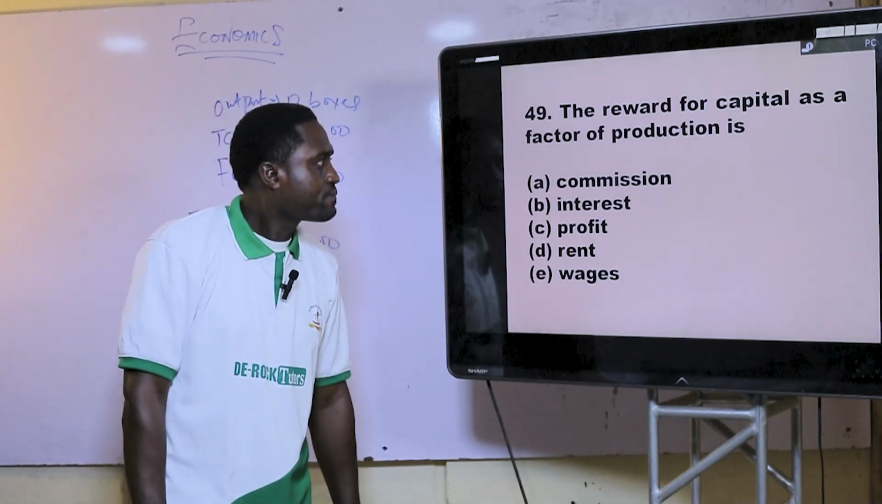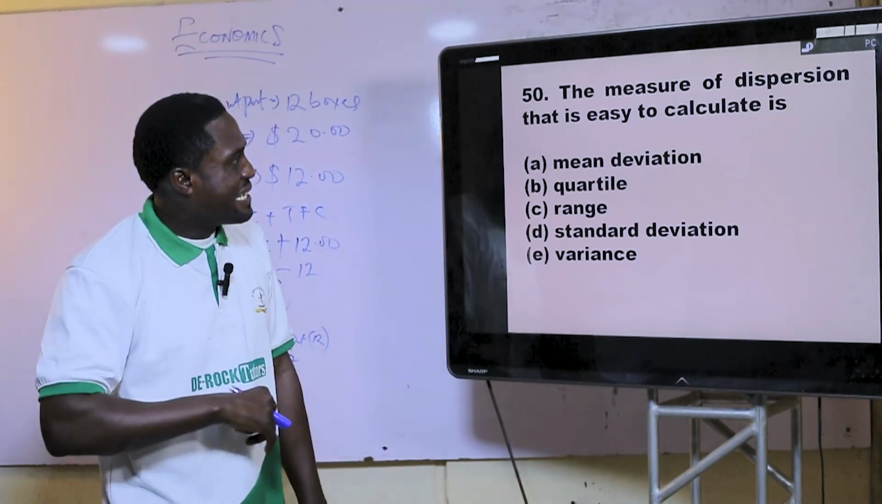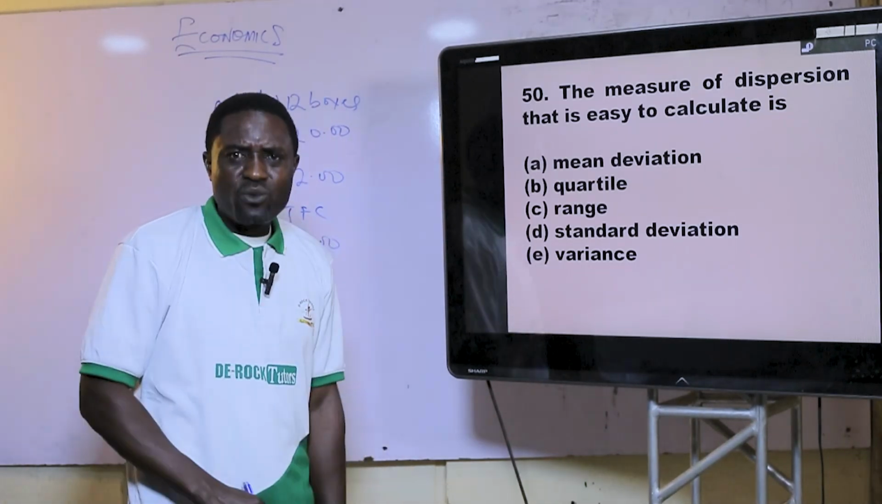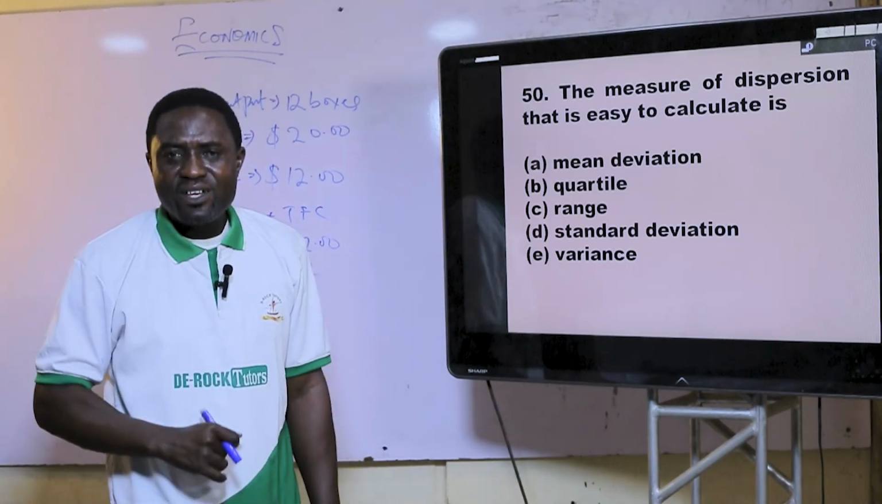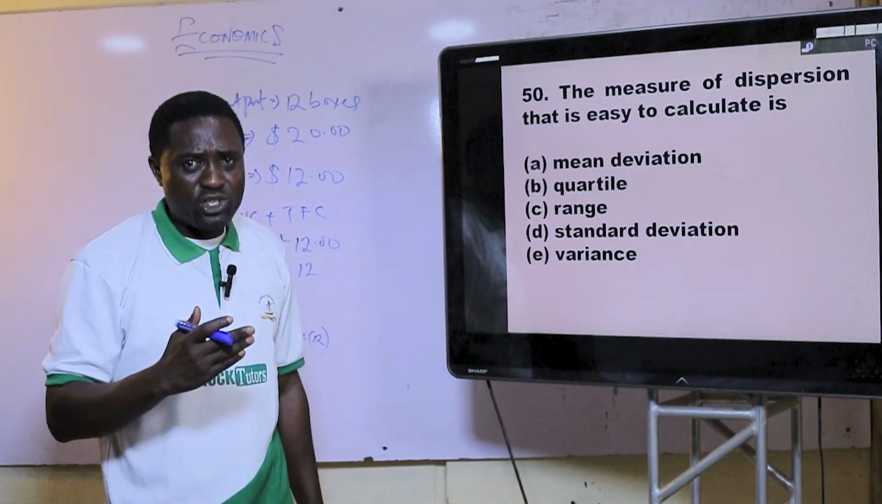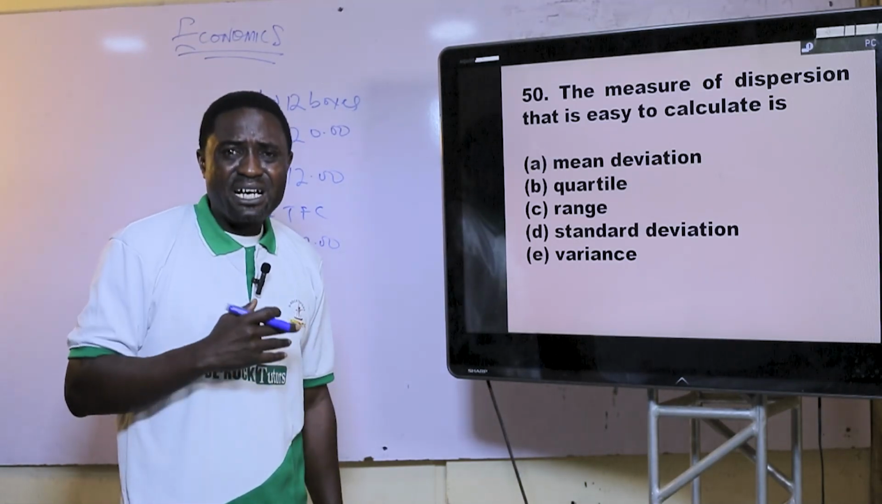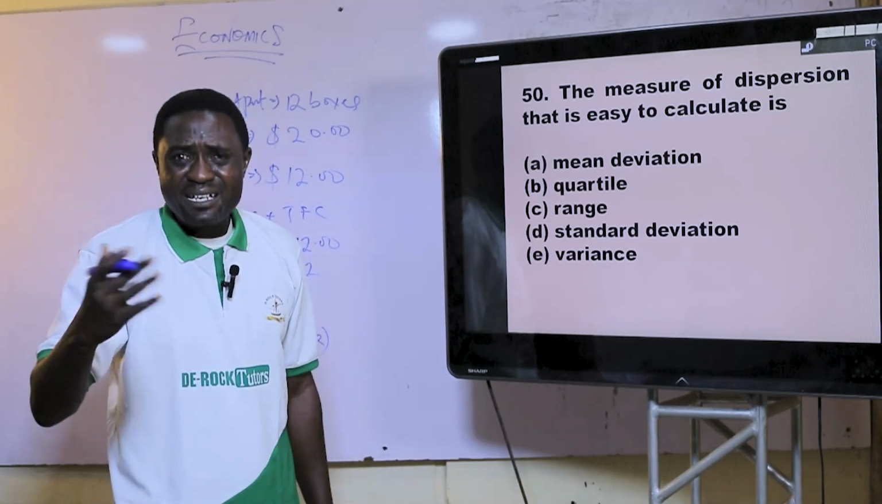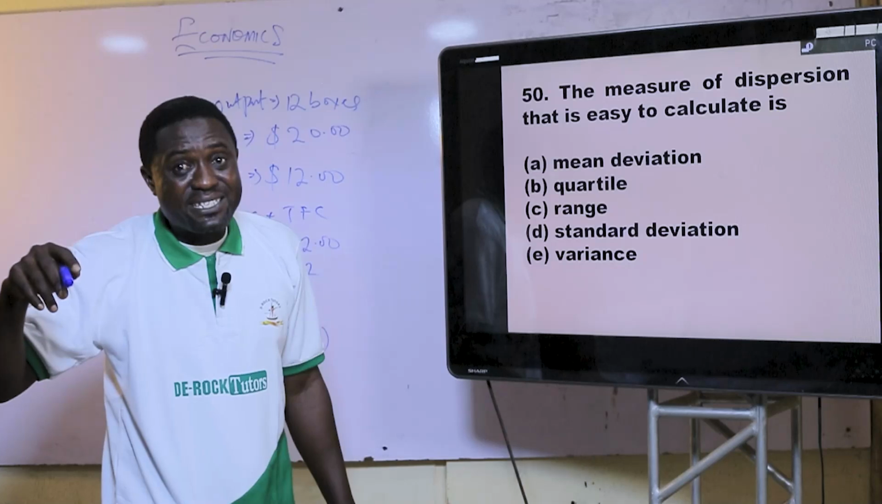Question 50. The measure of dispersion that is easy to calculate is what? You have measures of dispersion and measures of central tendency. When you talk of measures of dispersion, we have different calculations under it. That's where we have the range, the mean deviation, the standard deviation, variance, and the likes. So which is easy to calculate?